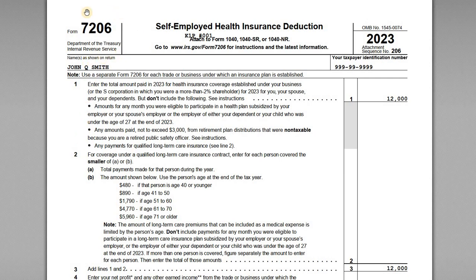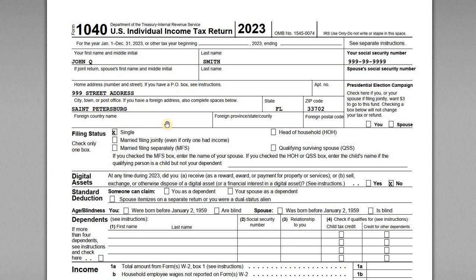Alright, for this video I want to go through the IRS's Form 7206, which is used to calculate the amount of your self-employed health insurance deduction. So this is being included with the Form 1040 for John Smith. So we've got the 7206 here, and it is part of his full 1040, so we'll go through all of this and all the schedules and forms that are required.